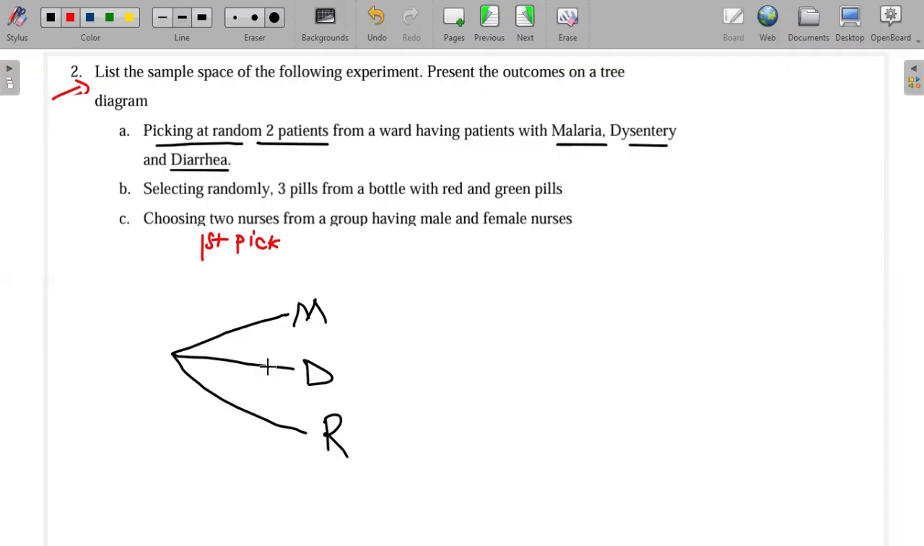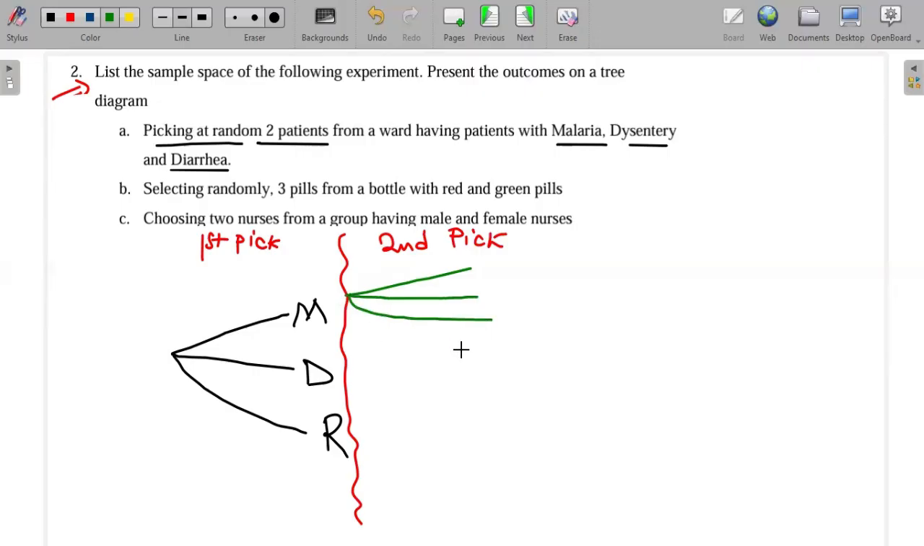Okay, so remember, I want to pick two people. If that is my first pick, let's do my second pick. Now in my second pick, if my first one was the person that had malaria, then in the second pick, I can pick another person also with malaria, or this time a person with dysentery, or this time a person with diarrhea. So there are three possibilities even here, like that.